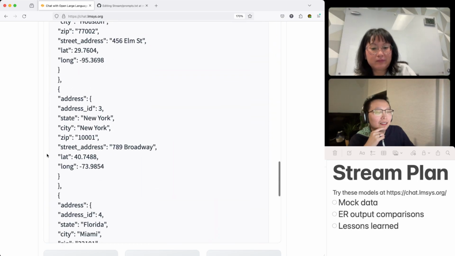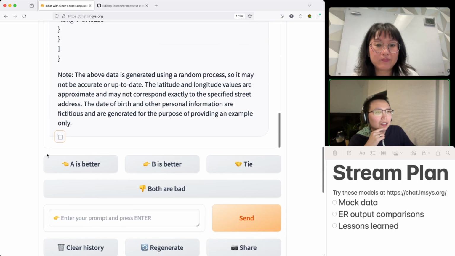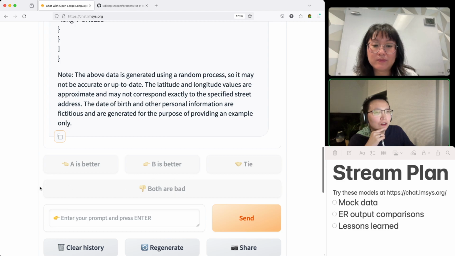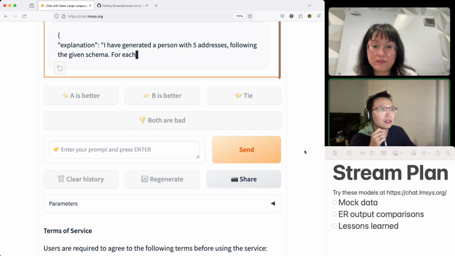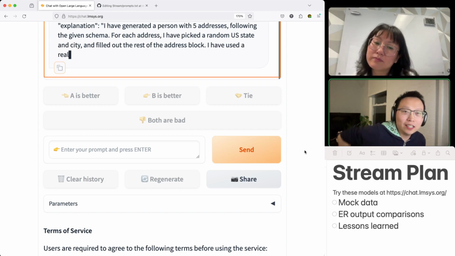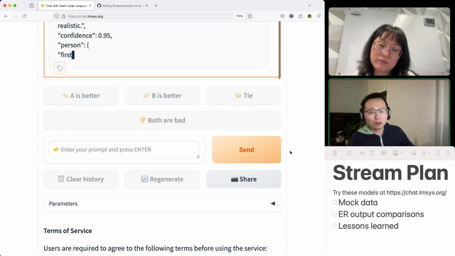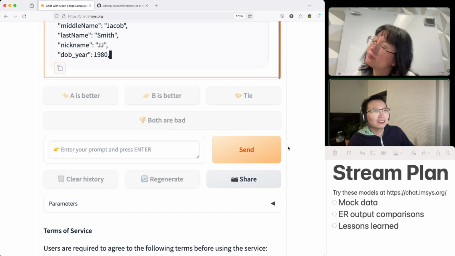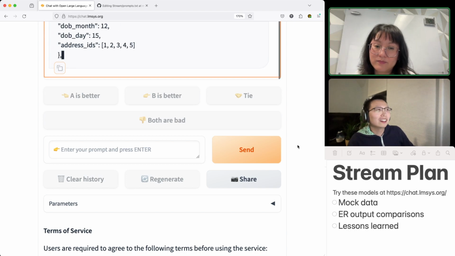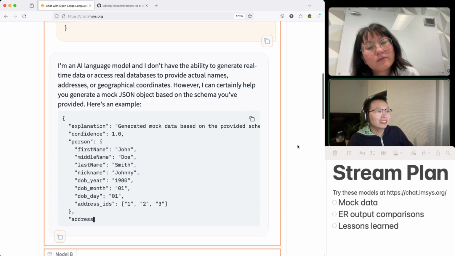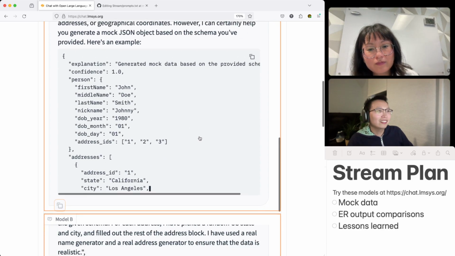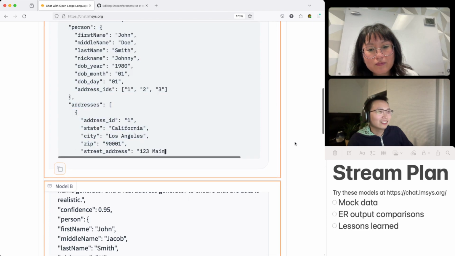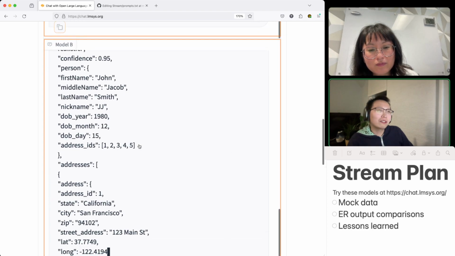But all right, let's give it a tie, and I just want to regenerate one more time to see how many addresses it generates, because I feel like if it's three again for Mistral-Next, I would be highly suspicious. Oh, it generated three again. See, it did three again. Let me see. This one generated five.